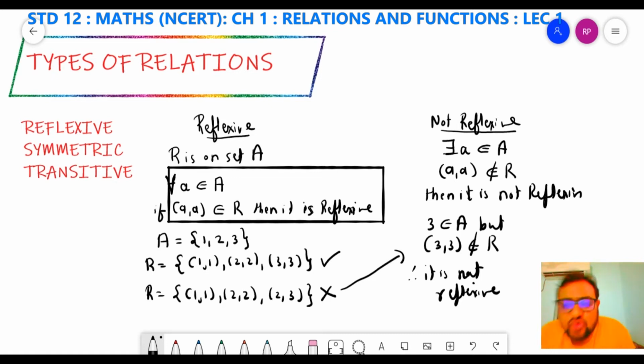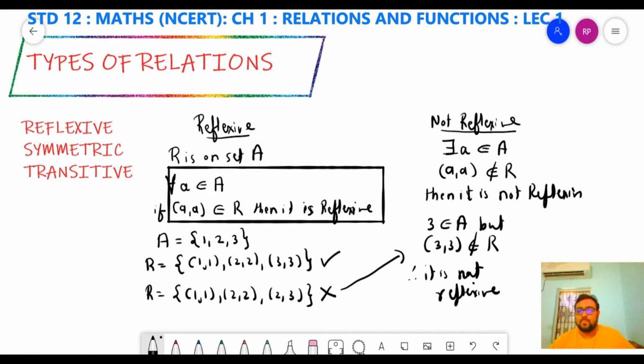Okay, so if the question is asked whether it is reflexive or not, you can select any one of the methods. Either prove that for every element a, (a, a) belongs to R, or else just find any single element such that (a, a) does not belong to R, therefore it is not reflexive.